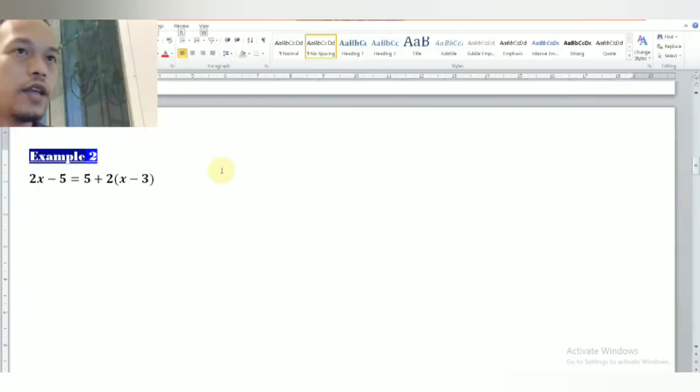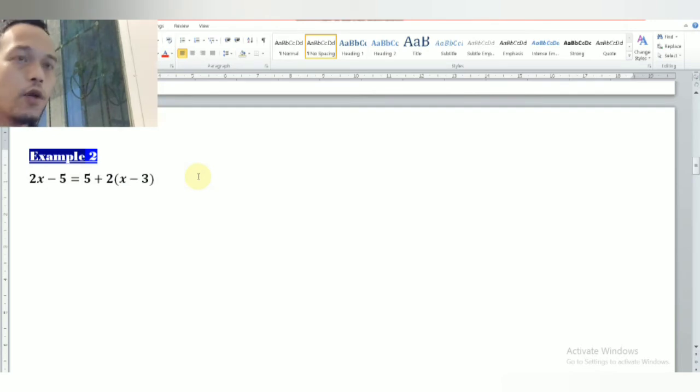So the next one, example 2. If you're given this equation, again, this equation contains two expressions, on the left member and on the right member. So what we should do with an equation is find all possible values of x, all possible numbers that replace x to make this equation true. It means this one must equal this one.